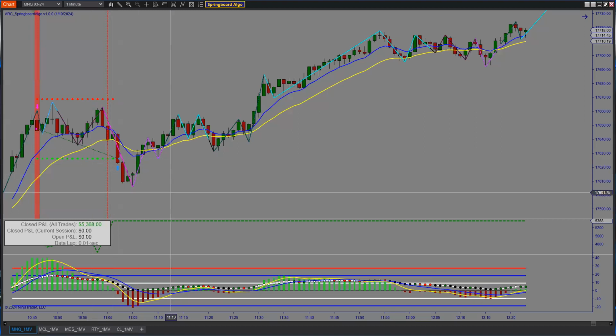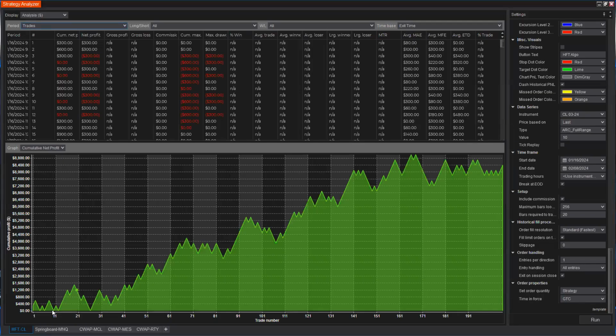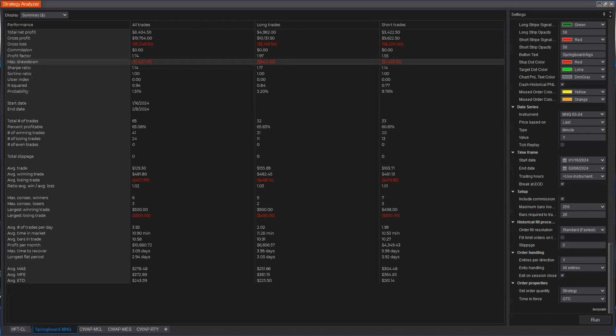If we look at performance here, I mean, it's really pretty straightforward, right? That's how the algo works. Let's go to the settings. What do they look like? Okay. So again, from the day after Martin Luther King Day till today, 8,400 in profit, 1,400 in max drawdown. So again, not only could you have passed your eval, you could have gotten to your funded account, scaled your funded account, and gotten paid.